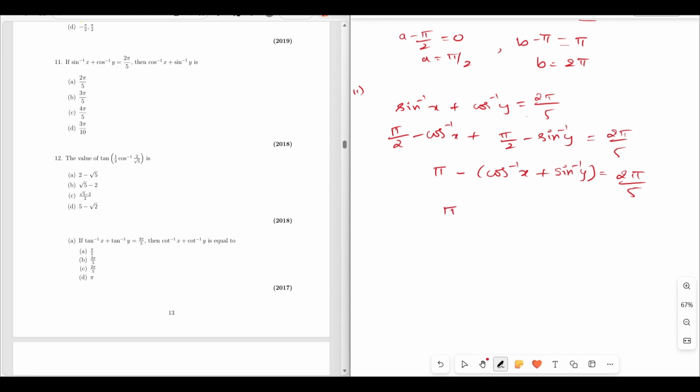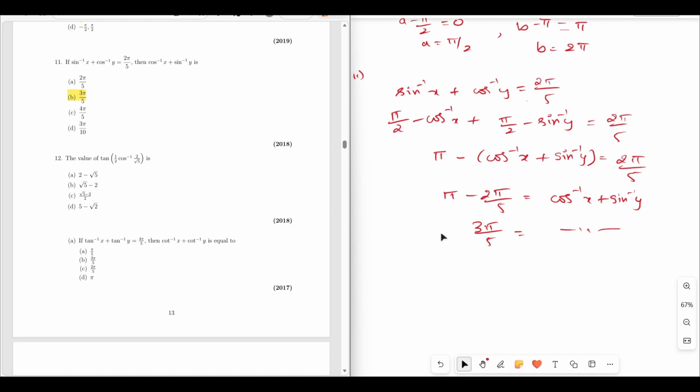So now pi minus 2 pi by 5 is equal to cos inverse x plus sine inverse y, just transposing the terms. After simplifying this, 5 pi minus 2 pi, it is 3 pi by 5 is equal to cos inverse x plus sine inverse y, which has been asked in the question. Then which is the right option? Option B, 3 pi by 5 is the correct answer.